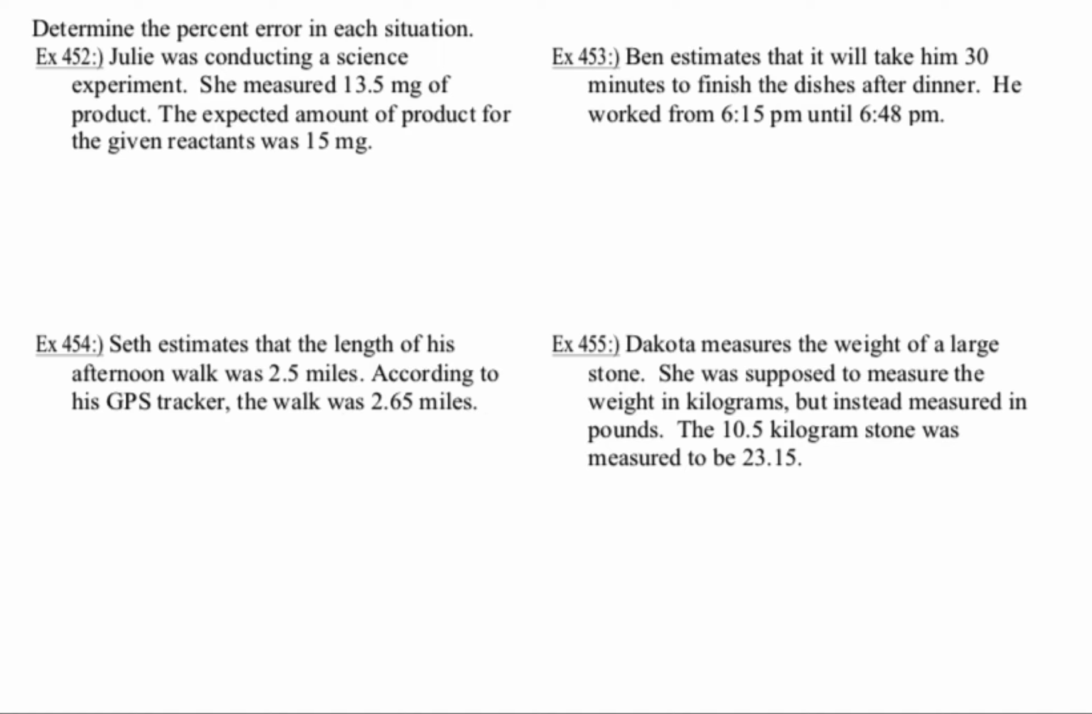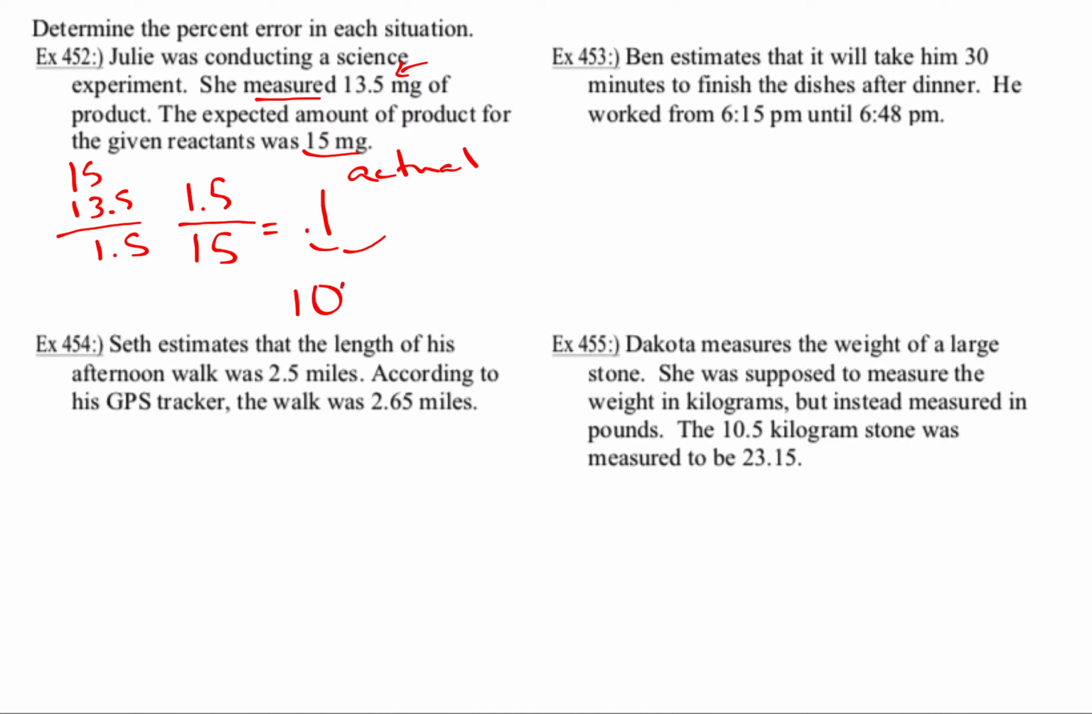Determine the percent error in each situation. Julie was conducting a science experiment. She measured 13.5 milligrams of a product. The expected amount of product for the given reactants was 15 milligrams. So we're going to treat this as the actual, and this is the measured amount. The difference between the actual and the measured here is 1.5 milligrams. 1.5 milligrams compared to the expected 15 milligrams is going to be 0.1. Moving the decimal, this is 10% error.